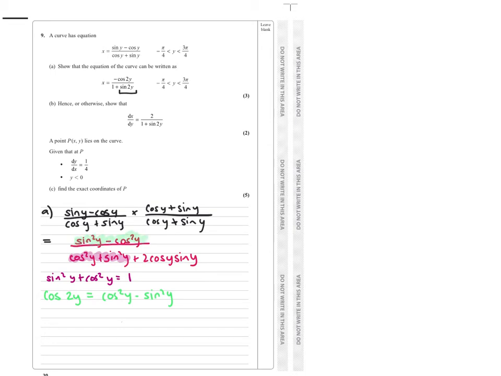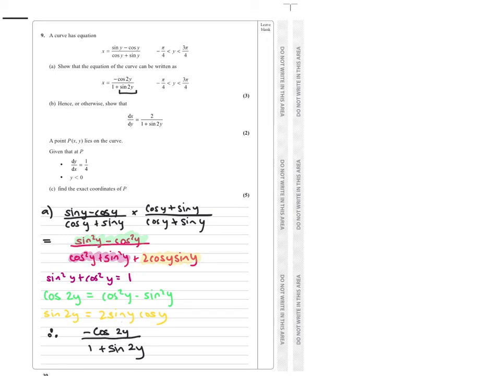And then lastly, I know that 2 cos y sine y is also the double angle formula for sine of 2y, which equals 2 sine y cos y. So you can see I've written all the identities. Therefore, we're going to have minus cos of 2y over 1 plus sine of 2y. Okay, so we've proven it. I always think it's a good idea to write the identities.